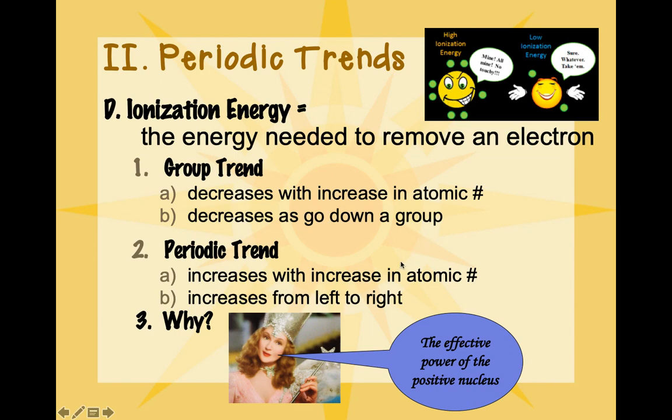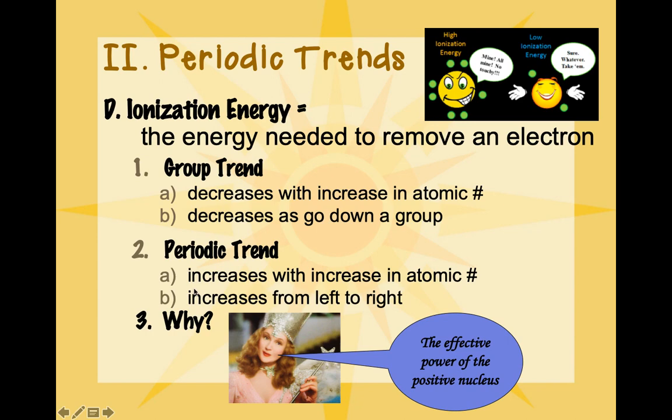Now, the other thing you might notice is, well, wait a second. The elements on the right generally have a negative oxidation number, meaning they are gaining electrons to be stable. Well, that fits this. It's hard to remove their electrons. So, in fact, their powerful nucleus is taking other people's electrons.